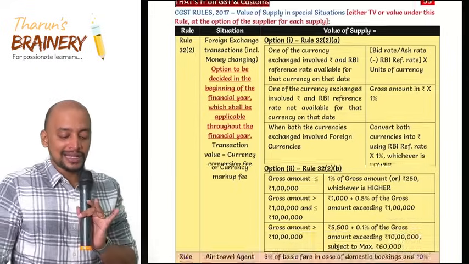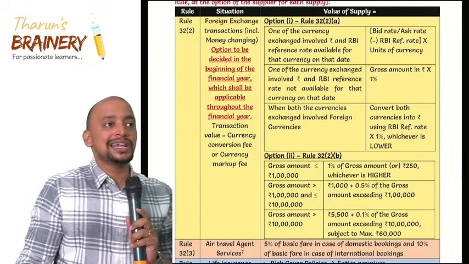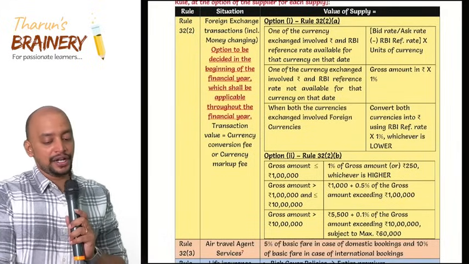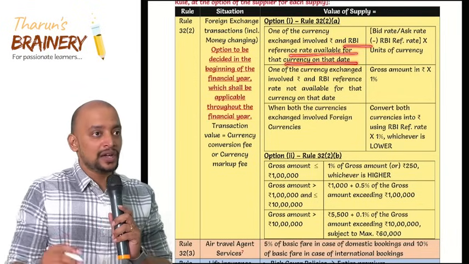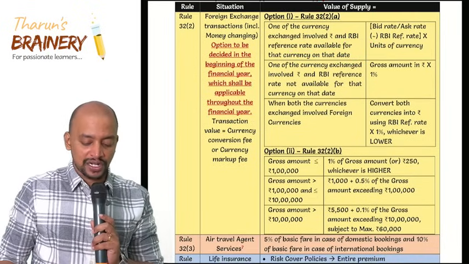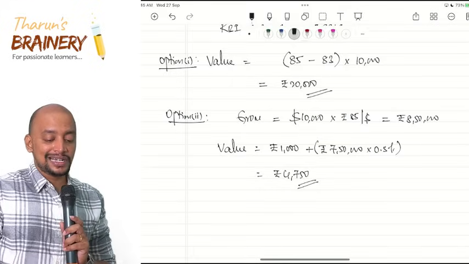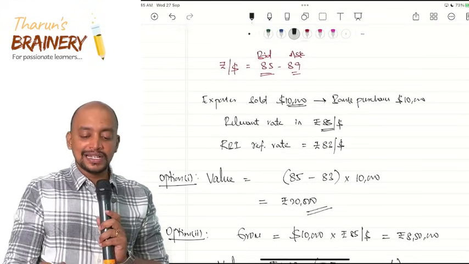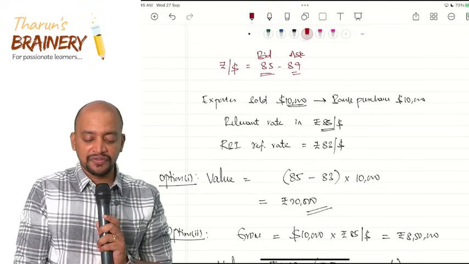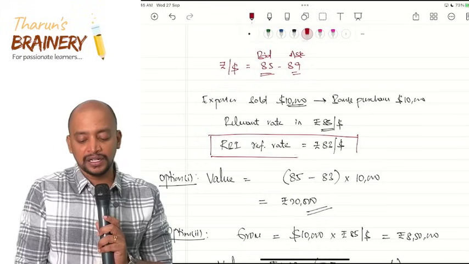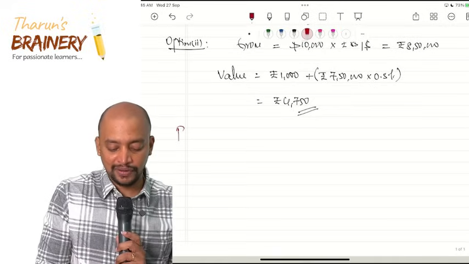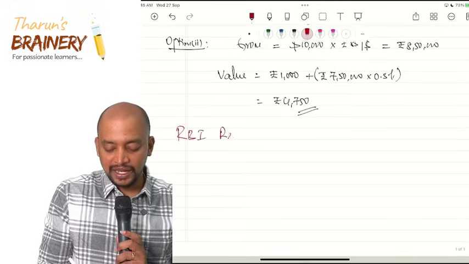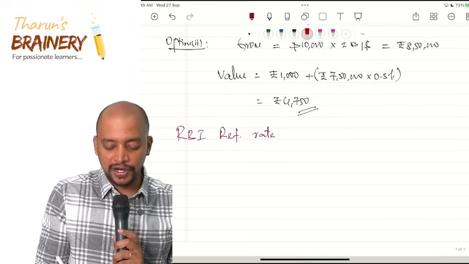Now, in option 1, one of the currencies exchanged involves Indian rupee and an RBI reference rate is available for that currency on that day. What if the RBI reference rate is not available? If the RBI reference rate is not available, then we have another method of valuation.